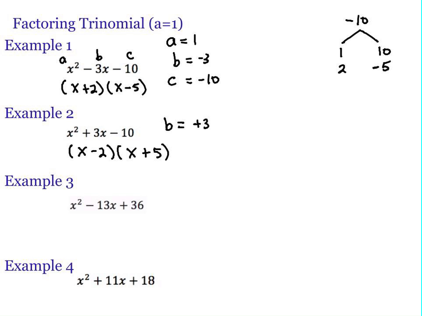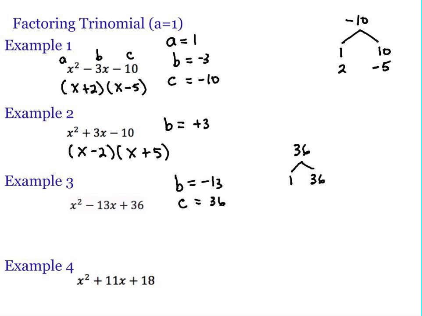Going down to example 3, the c value is now +36 while the b is -13. A c value of +36 means we are going to have to use either a positive and a positive or a negative and a negative to make the 36. But notice how the b value is negative. That locks us into a negative and a negative. Let's find which two factors would have a sum of -13.